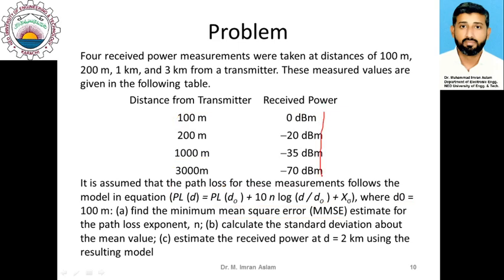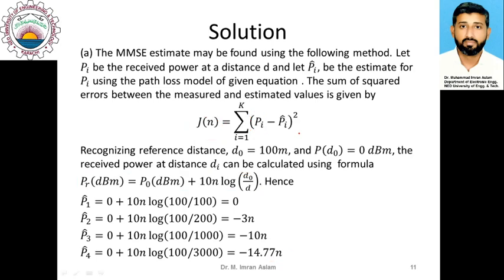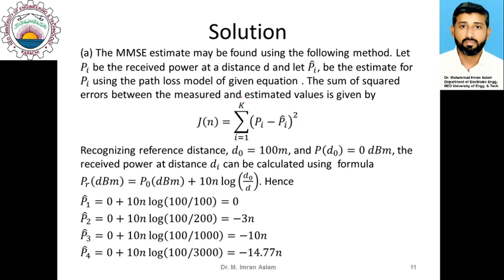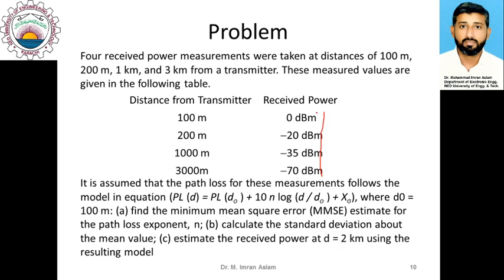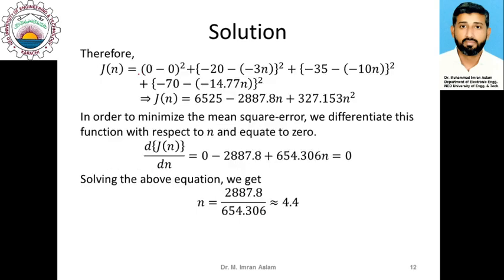So we can use these two values to find this Jn, which is representing the overall sum of the squared errors. If we simplify this, you can see that this Jn would be comprising of 4 terms, because we have 4 measurements. The first term is the difference between the first measured value, which is 0 dBm, and this formula value, which is 0. So first term is 0 minus 0 squared.